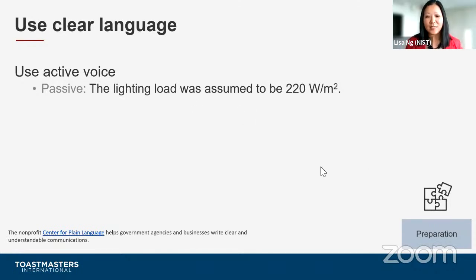So the passive voice is: the lighting load was assumed to be 220 watts per meter squared. This is a sentence that I've probably written in journal publications, probably something I've written on a screen, but I want you to try to use the active voice. And Stuart put in the chat, "We set the lighting load to," and that is really good. Olga says, "The lighting load was at 220 watts per meter squared." And Steven said, "I assume the lighting load..." Very good. These are great.